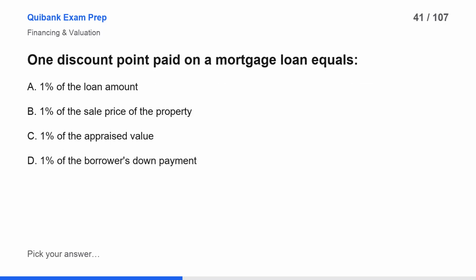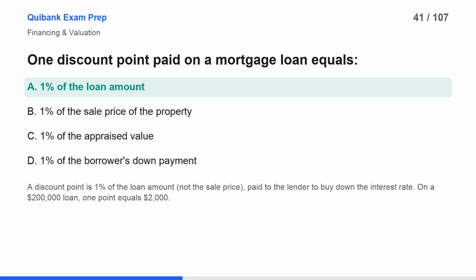Question 41. One discount point paid on a mortgage loan equals A. 1% of the loan amount. B. 1% of the sale price of the property. C. 1% of the appraised value. D. 1% of the borrower's down payment.